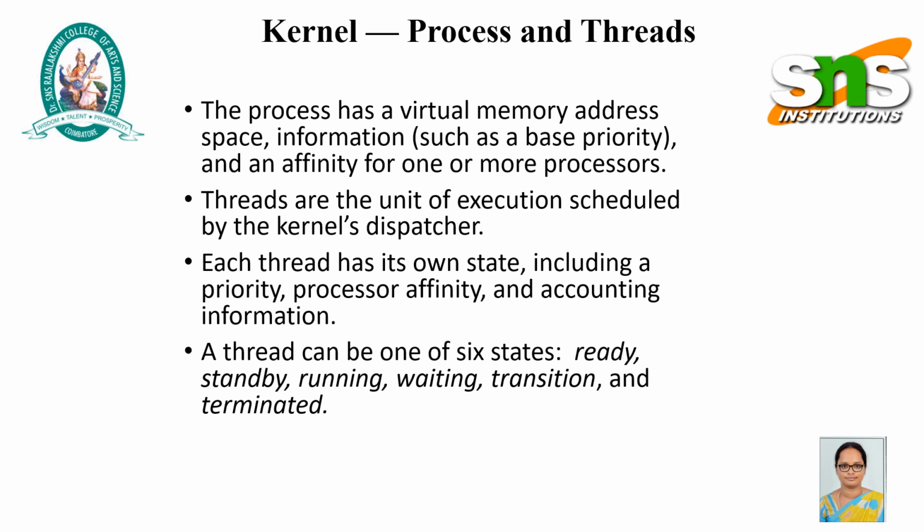Processes and threads. The process has a virtual memory address space, information, and an affinity for one or more processors. Threads are the unit of execution scheduled by the kernel's dispatcher. Each thread has its own state, including a priority, processor affinity, and accounting information. A thread can be in one of 6 states: ready, standby, running, waiting, transition, and terminated.